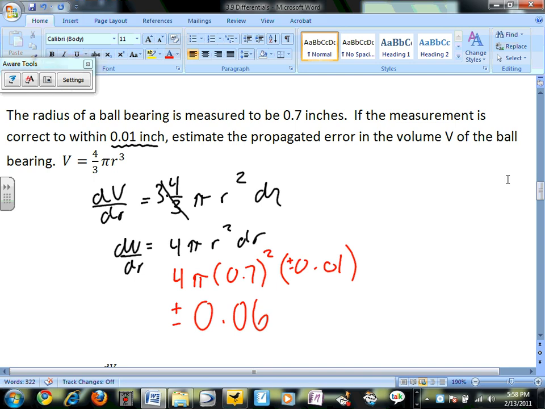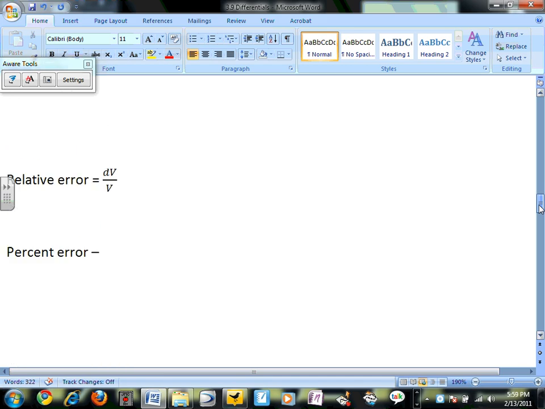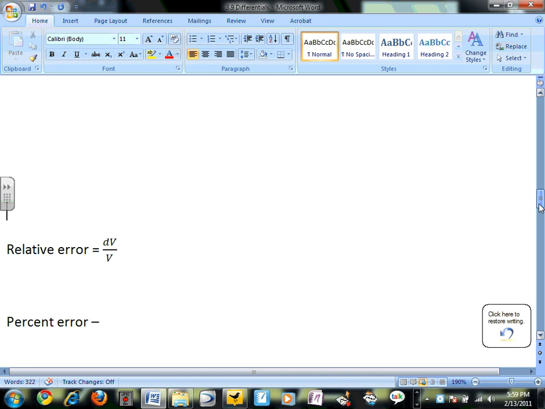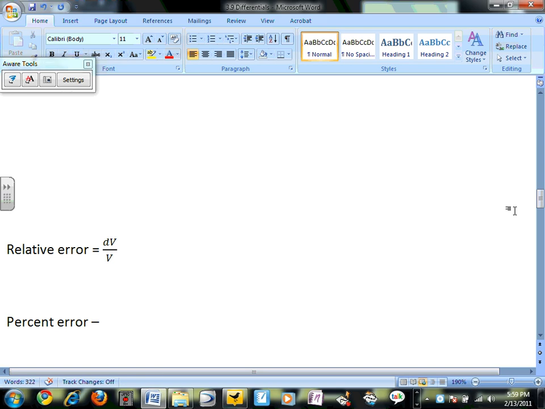So there's our propagated error, and the last thing I wanted to talk about was relative error. We don't know if 0.06 is a huge change. So how do we know that? We find our relative error, to figure out if that actually was a pretty big change or not. What that says is dV over V, so it's going to be our differential over our actual.